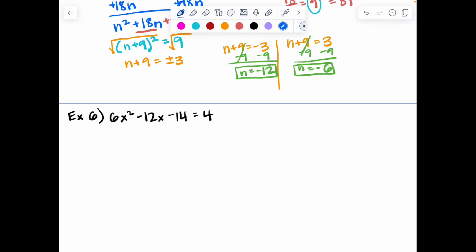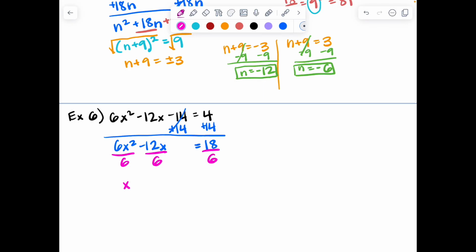So let's change the format. We need c on the right side. Leave a space. And we have 18 on the right. Now we need to divide everything by a. So we're dividing all terms by a.